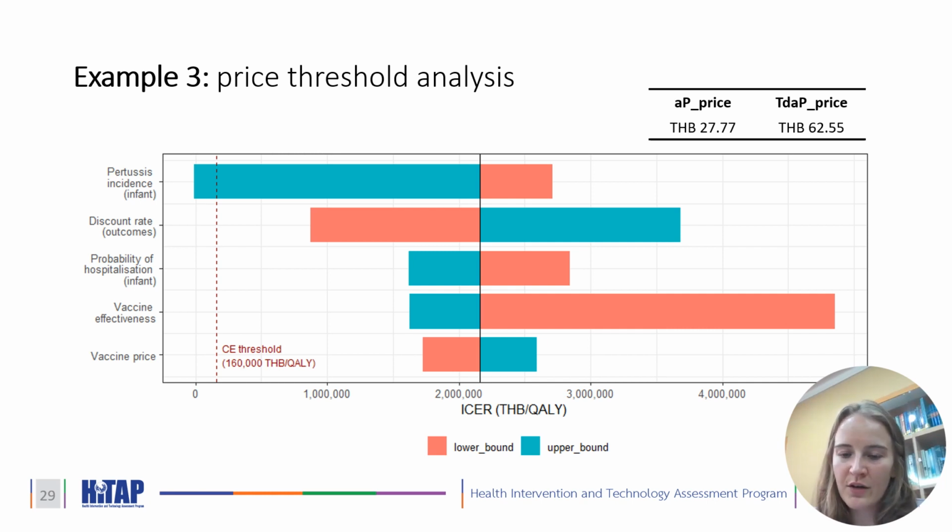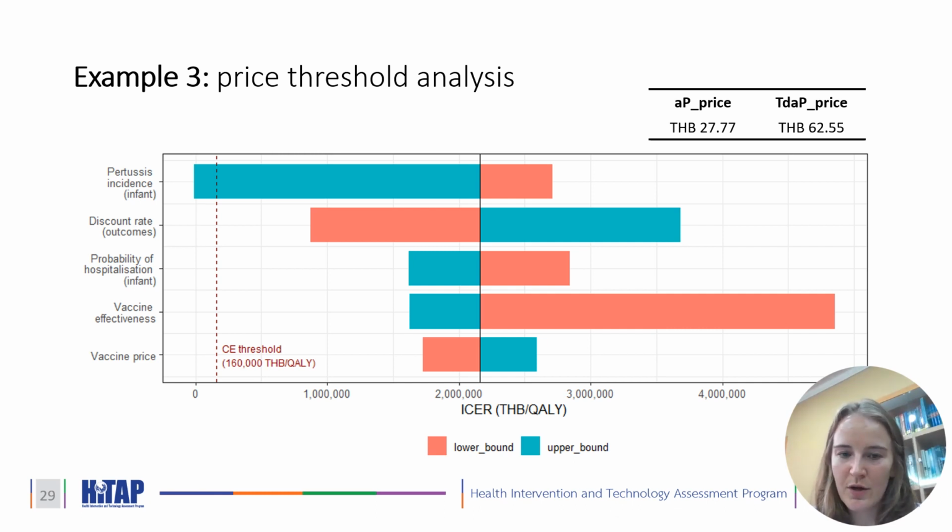And then the final type of analysis I'm just going to talk to you about here is threshold analysis. In the first two, we were looking to see how the output changes if we vary the parameters. In a threshold analysis, you're being a bit more directive in terms of what you want the cost effectiveness to be and how much a parameter would need to change to reach that cost effectiveness.